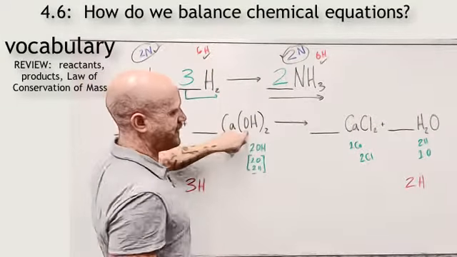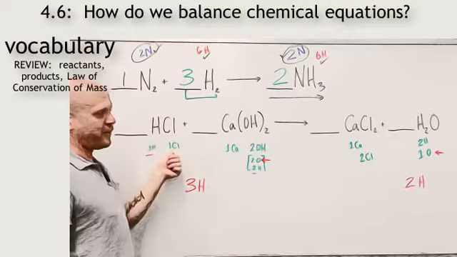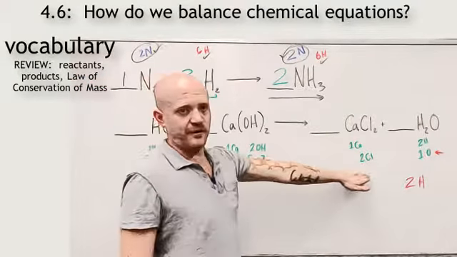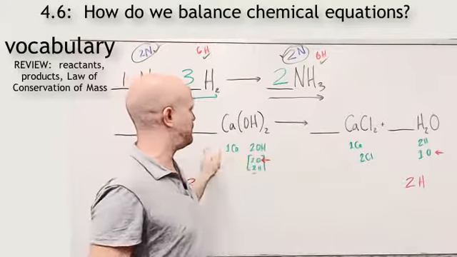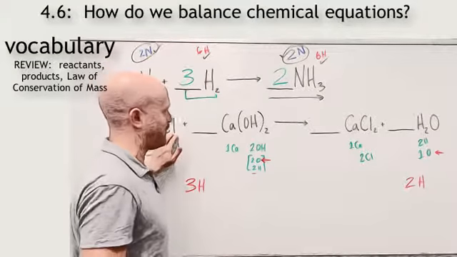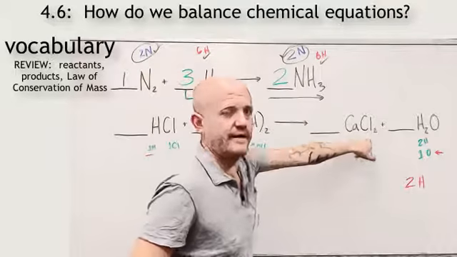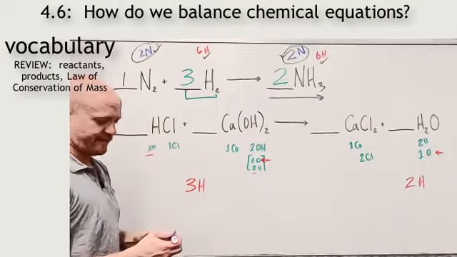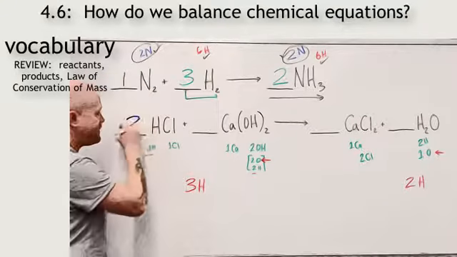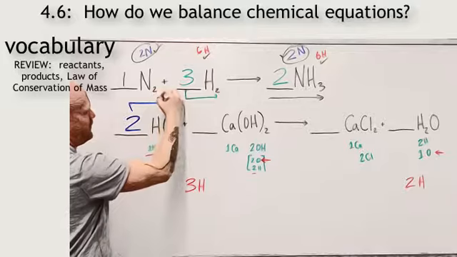We could adjust the oxygen, but I'm going to show you why it's going to be easier to adjust something else first. We have 1 chlorine here. We have 2 chlorines here. We have 1 calcium and 1 calcium. So we're not going to start with the calcium because we don't know which one we need to adjust. So I'm going to go ahead and adjust the chlorine. We have 2 chlorines over here. We have 1 chlorine over here. So let's go ahead and put a 2 right there, because now I just made 2 chlorines.